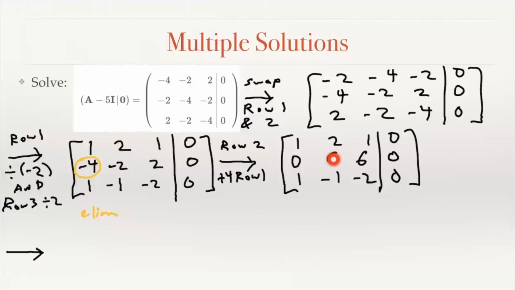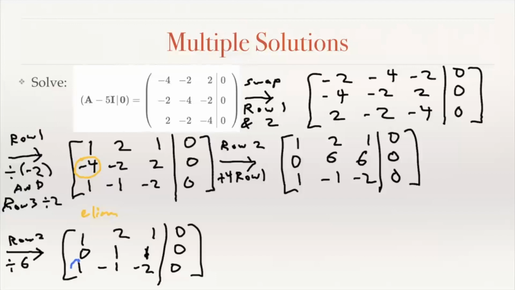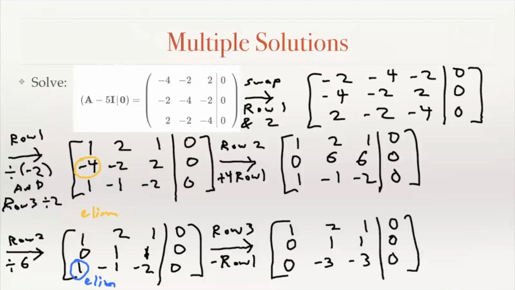Okay, and we want a 1 in that 6's position anyway. So let's take row 2 and divide it by 6. And now we move on to our next elimination target, which is this. Let's eliminate that. And we can do that by doing row 3 minus row 1. We always eliminate using the element of the main diagonal. And doing that, we have this.